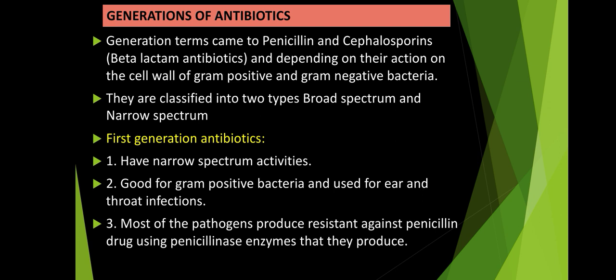Here, the generations of antibiotics. The generation terms came to penicillin and cephalosporin. They are called beta-lactam antibiotics, and depending on their action on the cell wall of gram-positive and gram-negative bacteria, they are classified into two types. One is broad spectrum and the second is called narrow spectrum. The first generation antibiotics have a narrow spectrum activity, good for gram-positive bacteria, used to treat throat infections. Most of the pathogens produce resistance against the penicillin drug using the penicillinase enzyme that they produce.